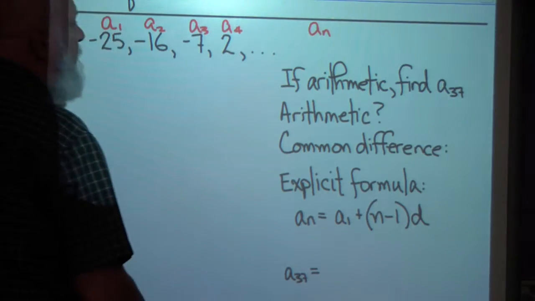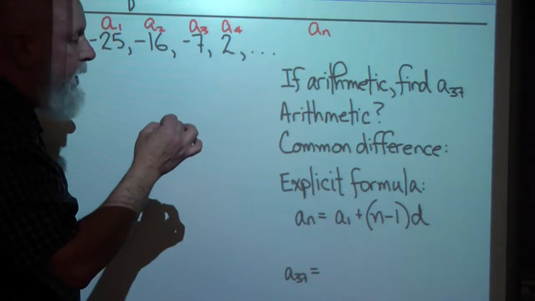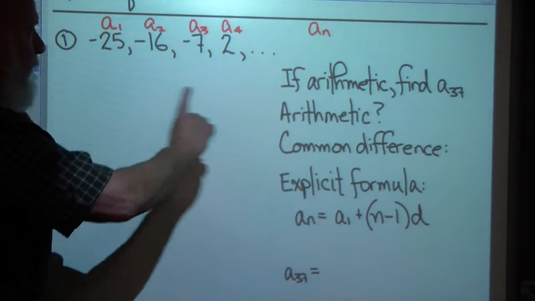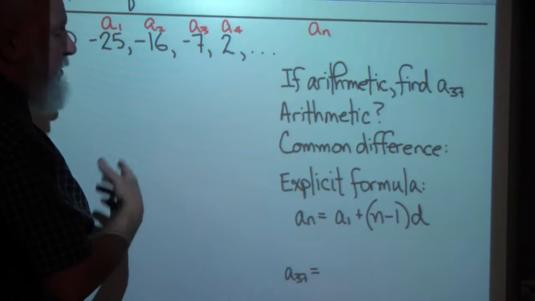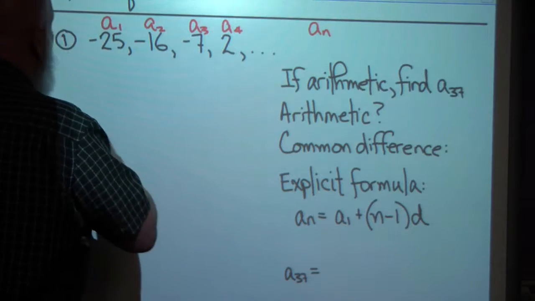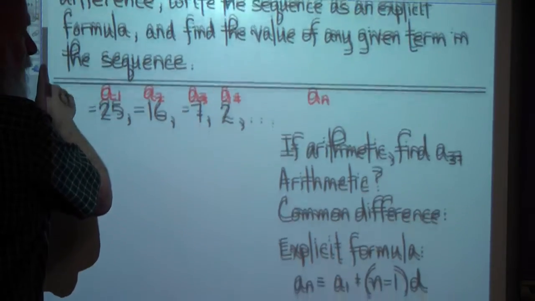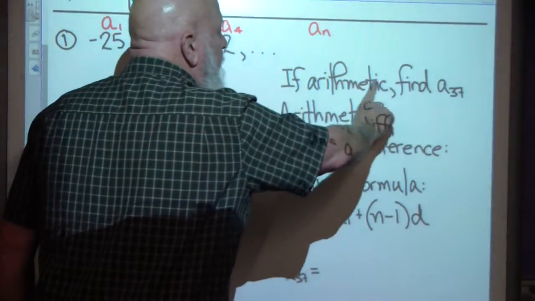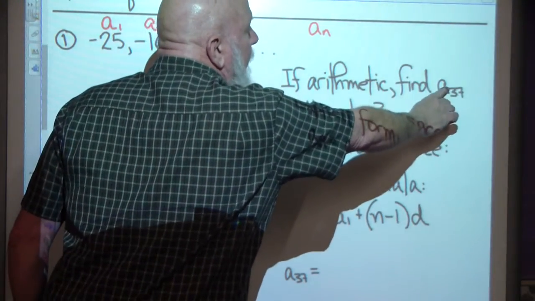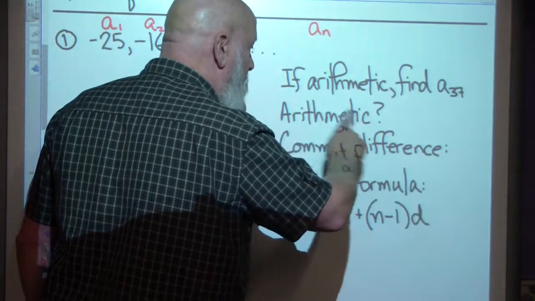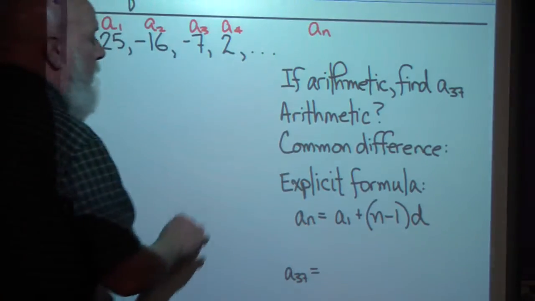And a lot of times, if it's a finite sequence, a sub n will be the last term in the sequence. Sometimes they're finite, sometimes they're infinite. So let's take a look at what we're dealing with here. If it's arithmetic, we're going to find a sub 37. That's the 37th term. First thing we want to know is if it's arithmetic.